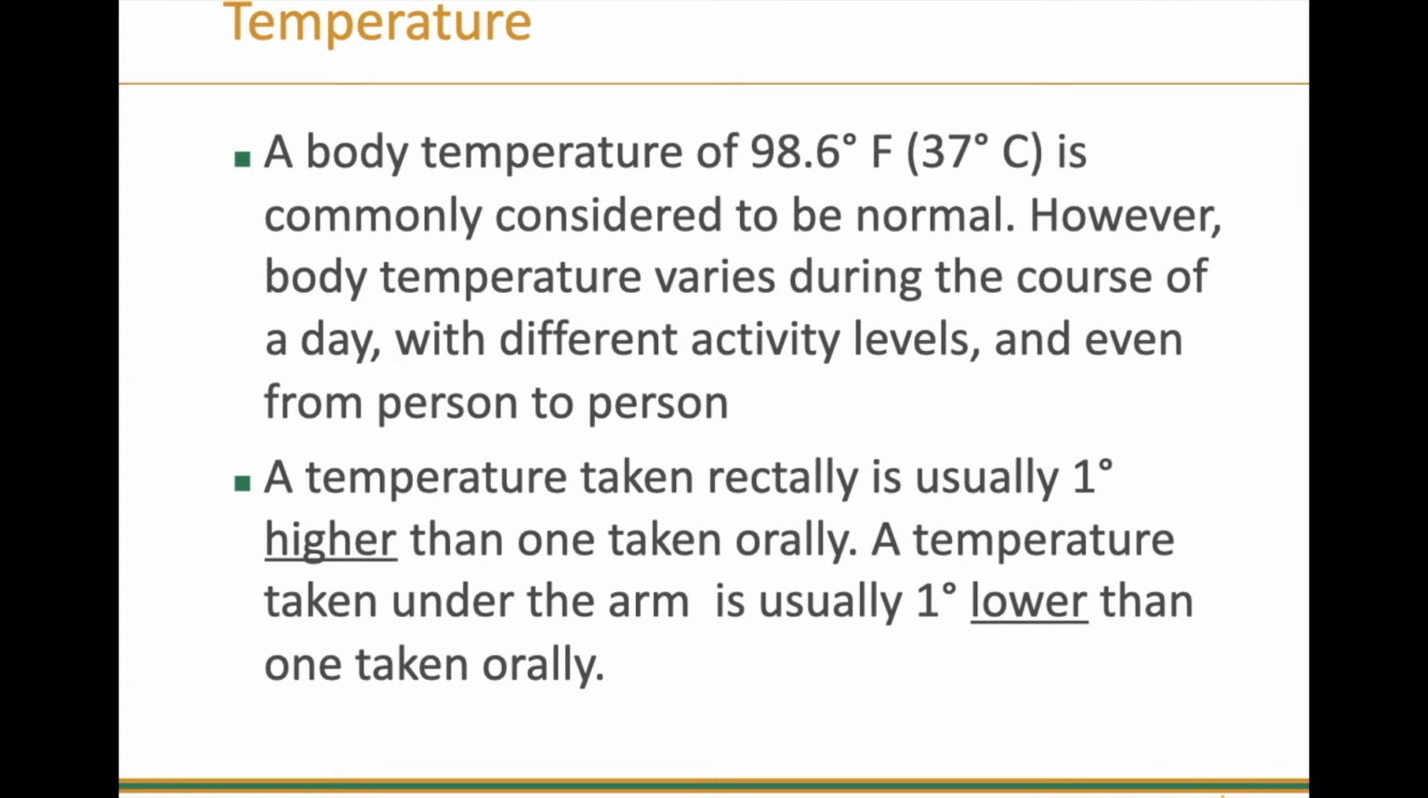So a body temperature of 98.6 degrees Fahrenheit is commonly considered normal. However, body temperature varies during the course of a day with different activity levels, even from person to person. And depending on where you live, it varies. You also need to know a temperature taken rectally is usually 1 degree higher than one taken orally, and a temperature taken under the arm is usually 1 degree lower than one taken orally, so it depends on where you take the temperature as well.